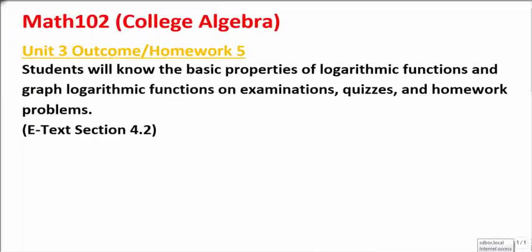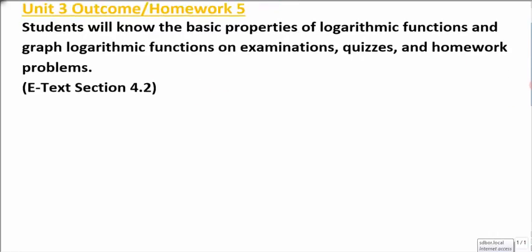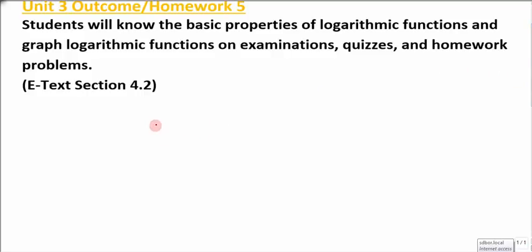In homework 5 in unit 3, we're going to be looking at logarithmic functions. Now, logarithmic functions and exponential functions are directly related. So homework 4 and homework 5, those functions are inverses of each other. So let's go ahead and talk about logarithmic functions.